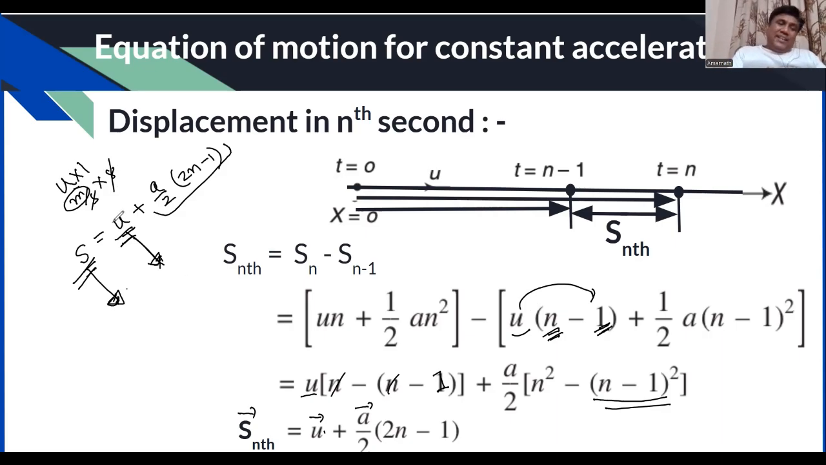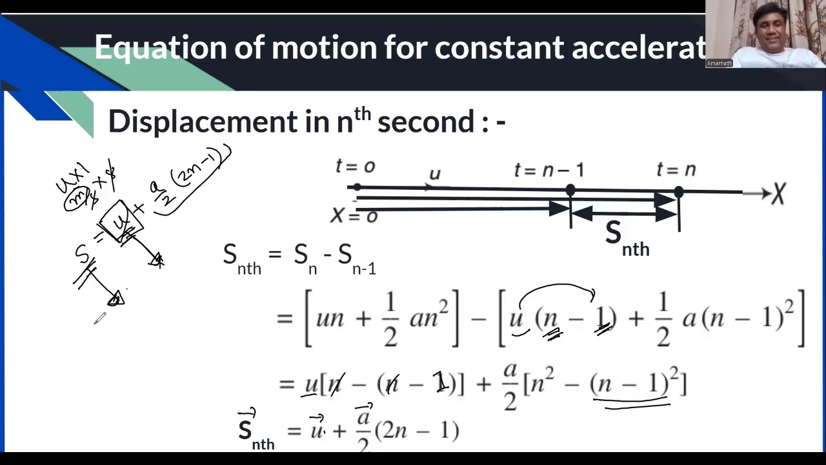So it means this part's unit is not meter per second. This part's unit is meter only, because it is not exactly u, it is actually u into 1. But 1 is actually not written. That is the thing. Understood?